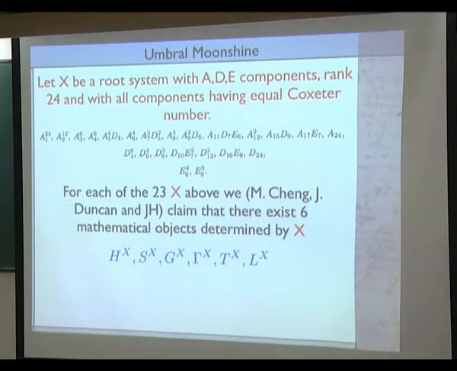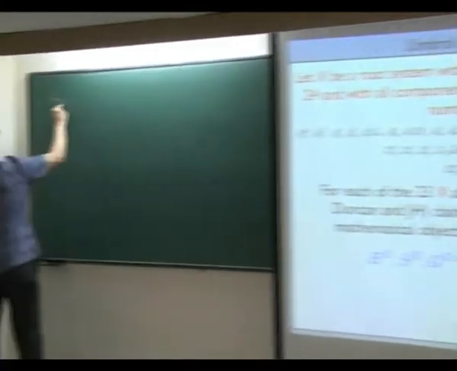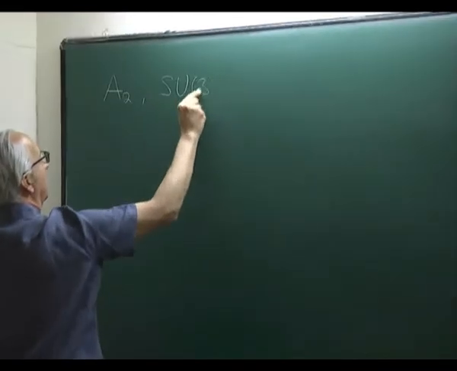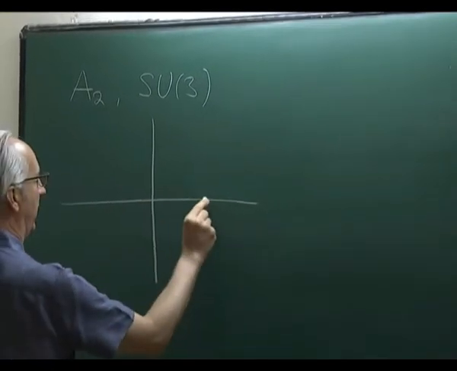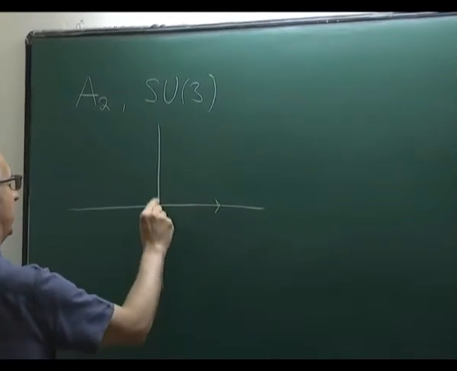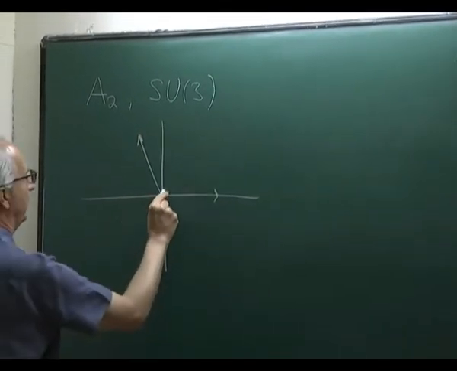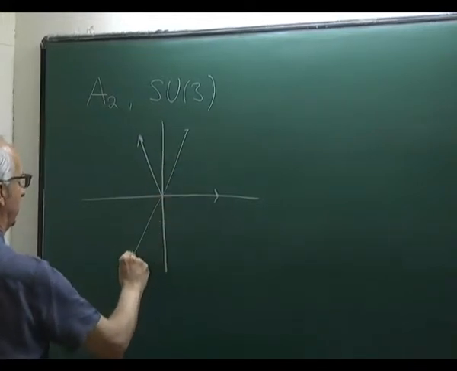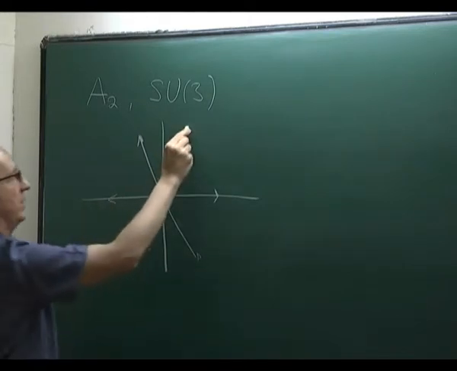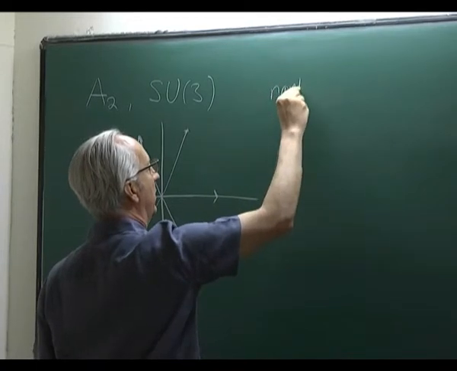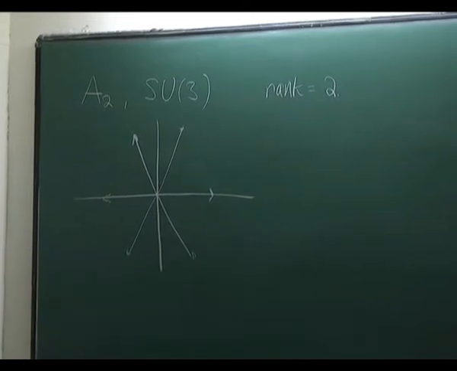And so perhaps I should just remind you. So the simplest example would be A2 or SU3. And the root system there, there are two simple roots, and then when you take linear combinations, so this is rank equals 2. The roots define a two-dimensional lattice.